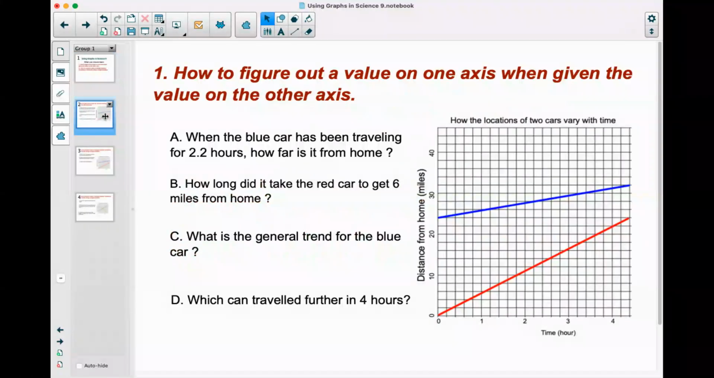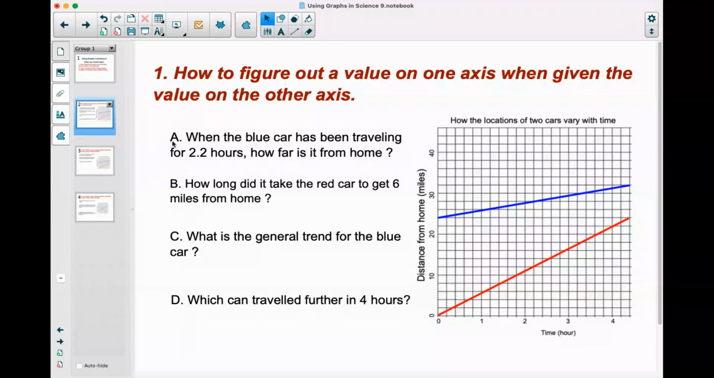So to practice these skills, we'll start with how to figure out a value on one axis when given the value on the other axis. And for that, I have a graph here with a simple story about two cars traveling along some road, a red car and a blue car. On this axis is how far they are from home, and this is the amount of time in hours that they have traveled. To illustrate this particular skill, I have four questions.